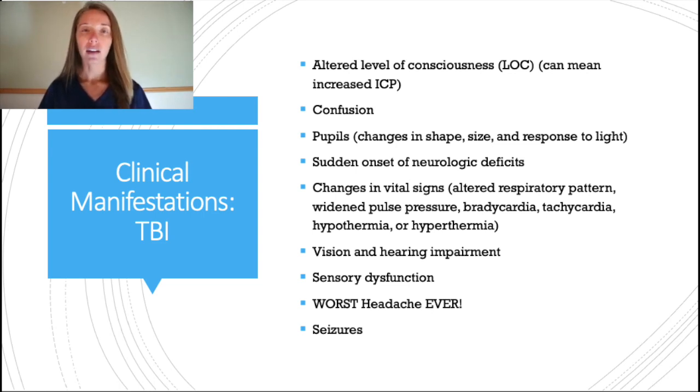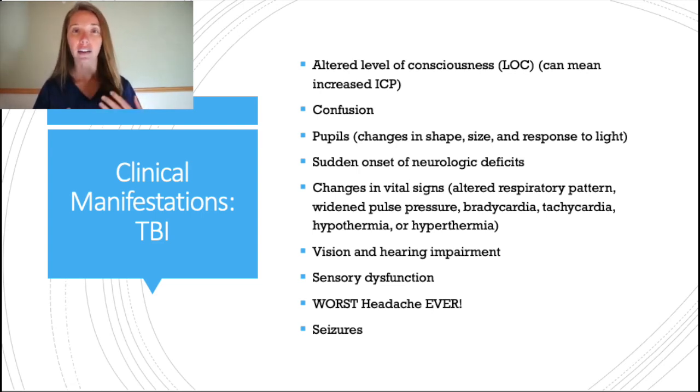Your patient with a mild to moderate traumatic brain injury may present with confusion. So they may be alert, just very confused, kind of out of it. Their pupils may also change in size, shape, and their ability to respond and accommodate to light. So your pupillary assessment is extremely important with these patients. Sudden onset of neurodeficits. Anytime your patient has a change in level of consciousness, no matter what type of patient you're caring for, it could be a respiratory patient, could be a cardiac patient, you always need to be attuned to a change in level of consciousness.